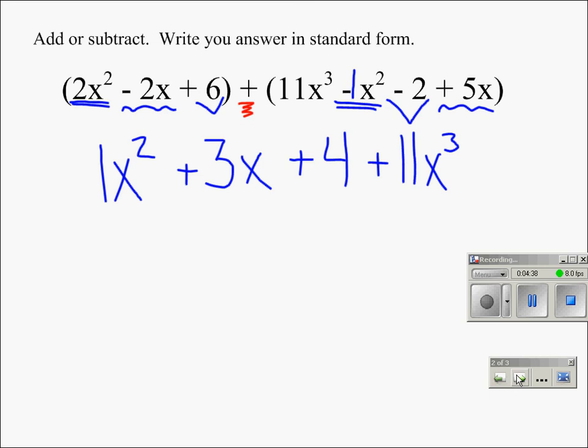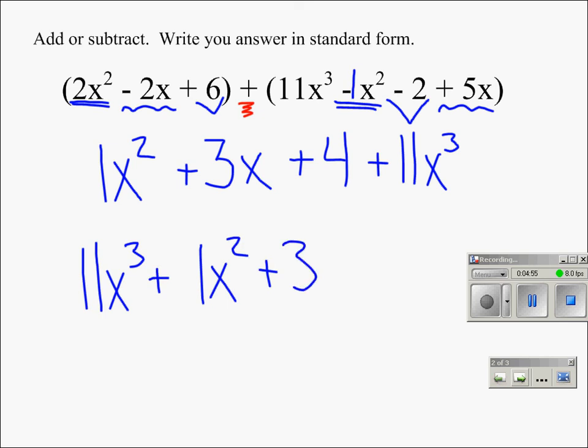Okay, that last step is writing it in standard form. Standard form is going from greatest to least with our degrees or our exponents. So I need to move that 11x to the third to the front. And then next would be my 1x squared. I'm going to use a plus sign because it's a positive 1. Plus 3x plus 4. And you have added your two polynomials together.